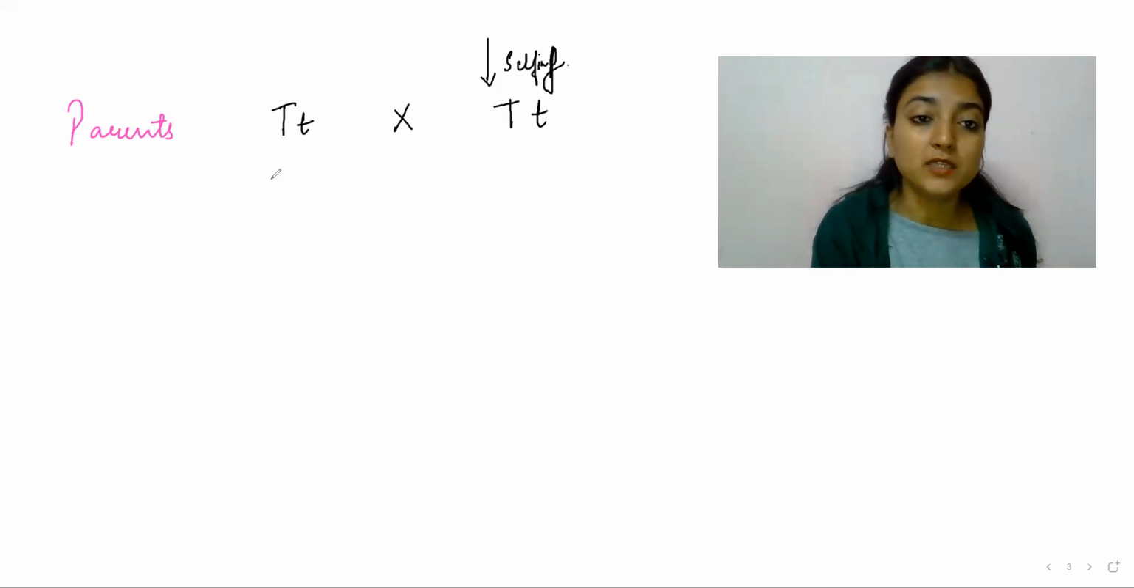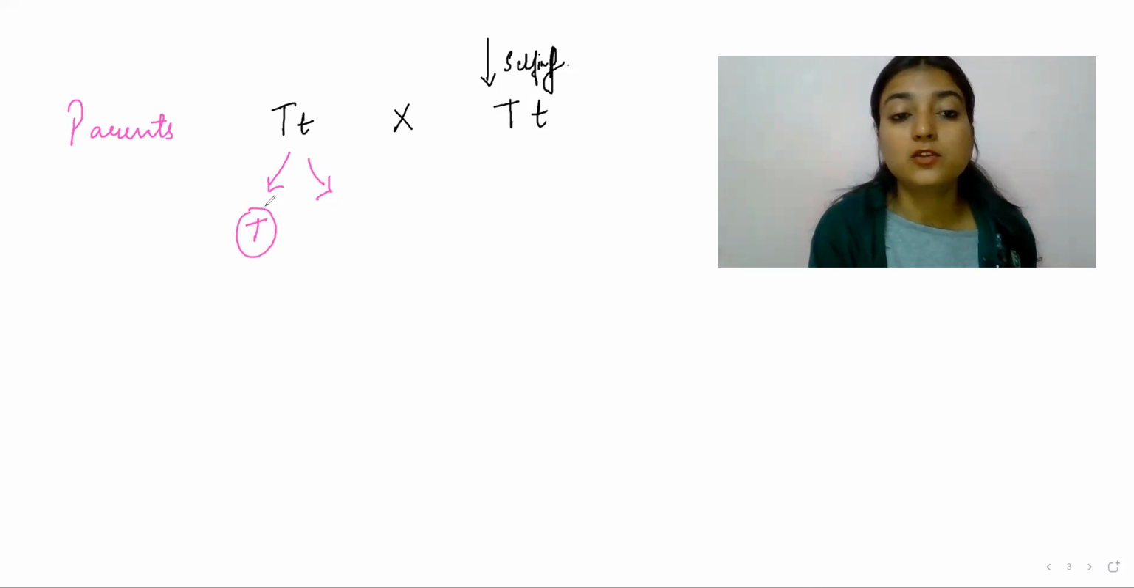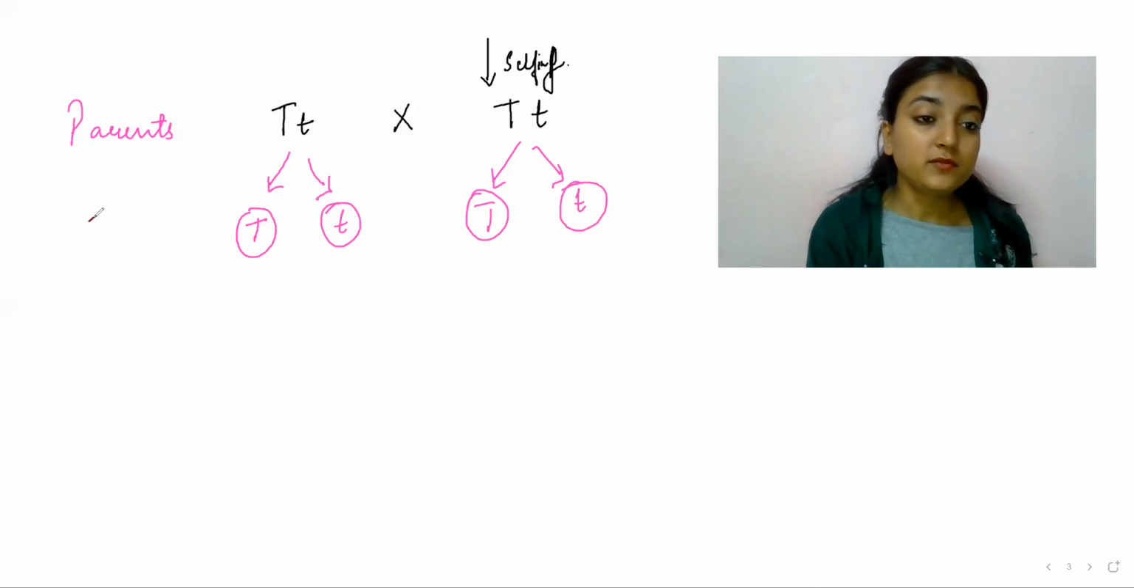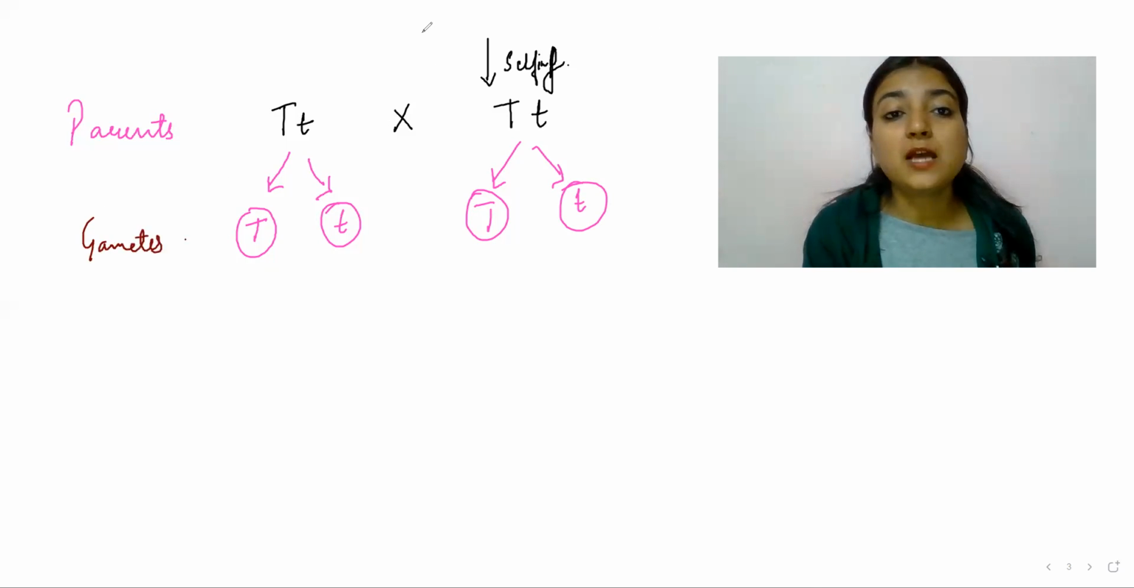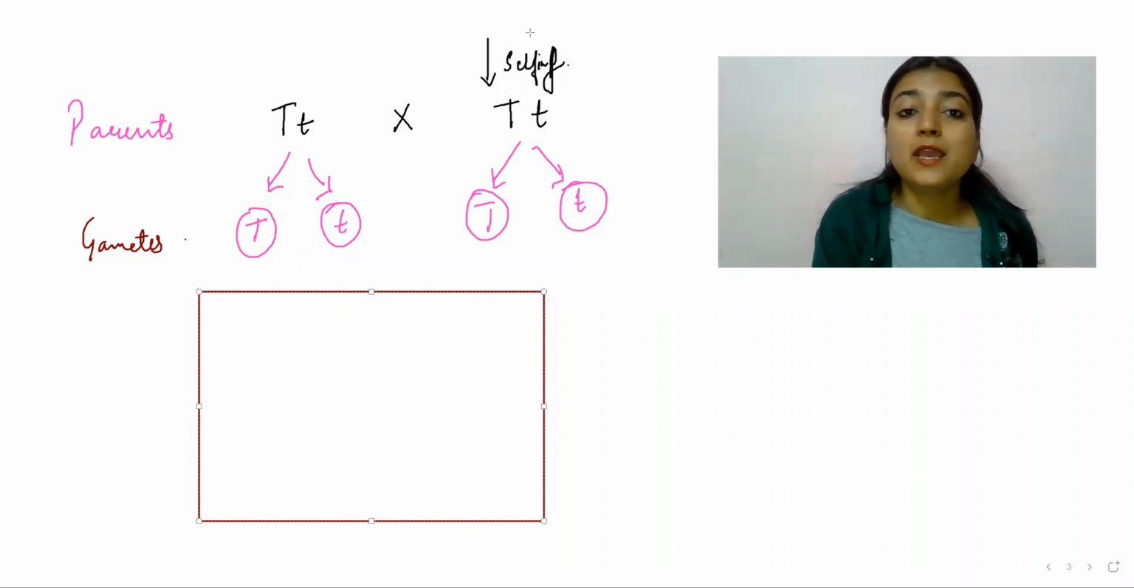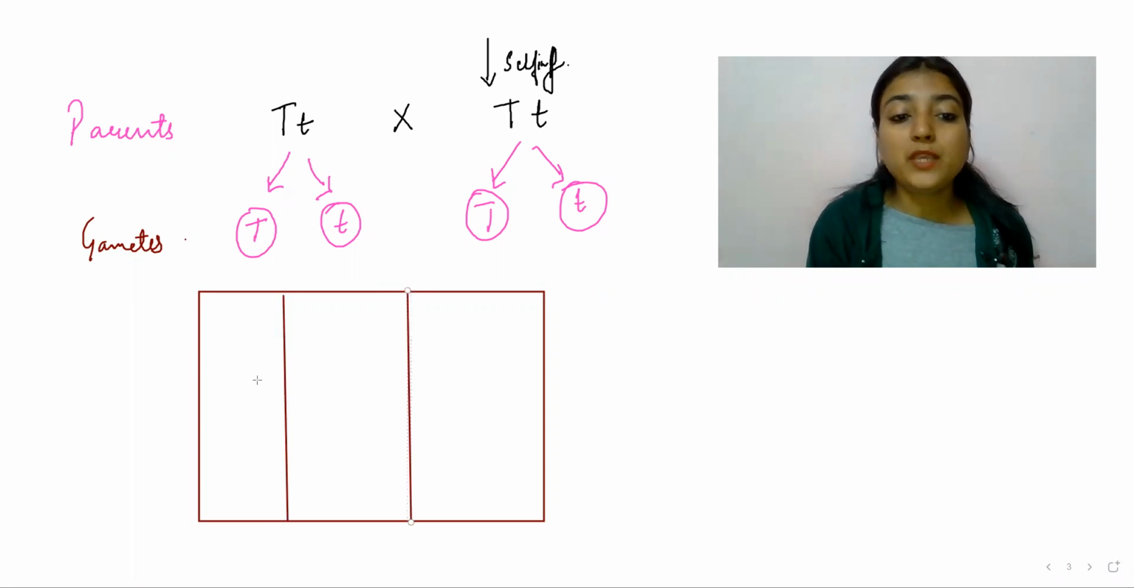Now we have to make gametes. The dominant T and the recessive t; here also it will be the same, the dominant one with the recessive one. These are the gametes. Just write here, these are the gametes. Now again, we have to establish the Punnett square for this, and this will now be the F2 generation. Why F2 generation? Because here we are doing the crossing between the offspring.